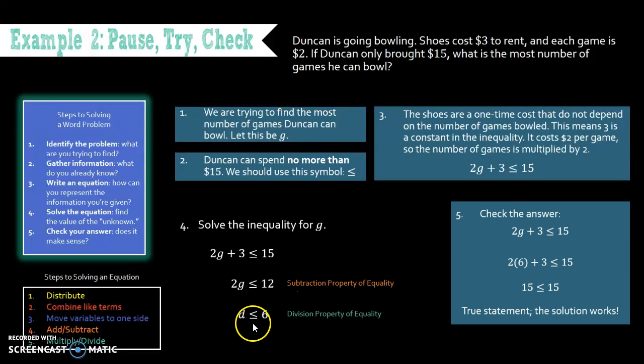So you can pick anything that satisfies this inequality. G is less than or equal to 6. I chose to plug in exactly 6 just to see if it works. I get a true statement, so I know that Duncan can bowl up to 6 games, but nothing more than that. That's his max.